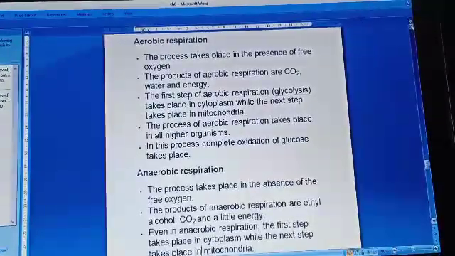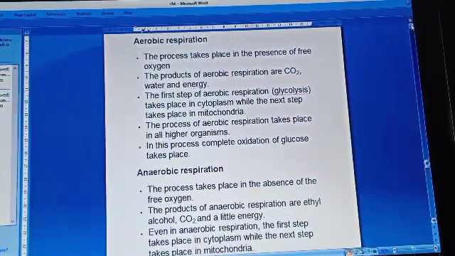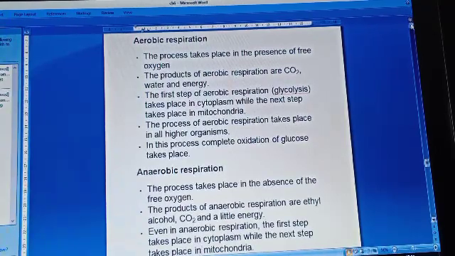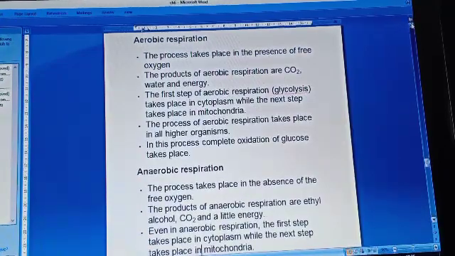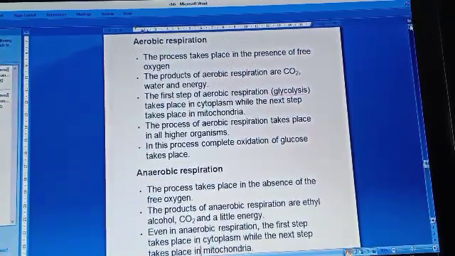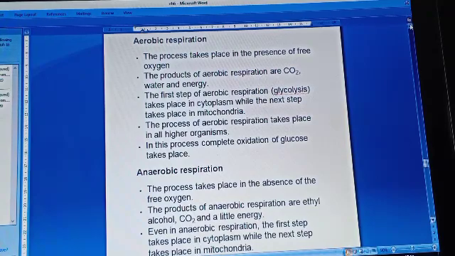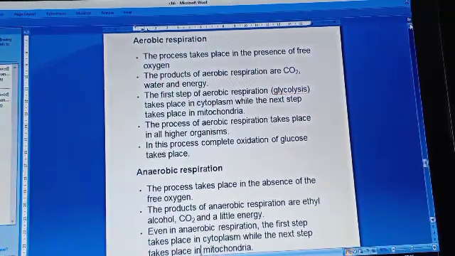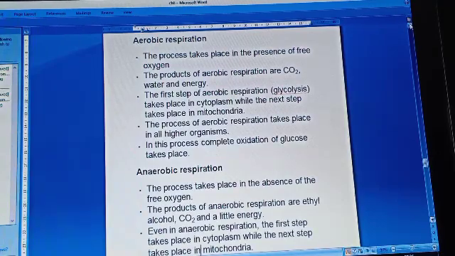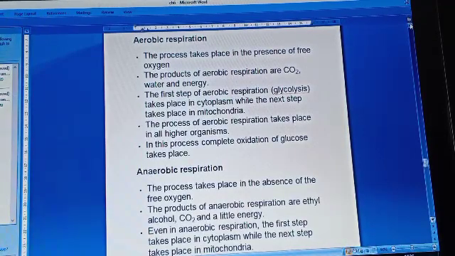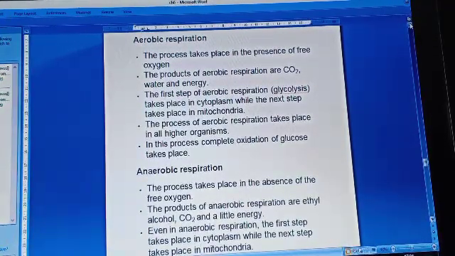As we know, aerobic respiration occurs completely in the presence of oxygen, whereas anaerobic respiration occurs in the absence of oxygen as well as in the lack of oxygen. The products of aerobic respiration are carbon dioxide, water and energy, whereas in anaerobic respiration, if yeast is there, then it forms ethanol, or you can say alcohol, carbon dioxide and energy. But in the case of the muscle cell, it forms lactic acid, carbon dioxide and little energy.